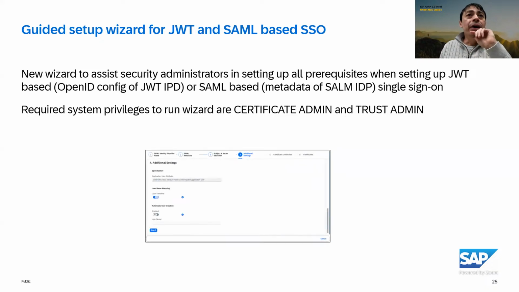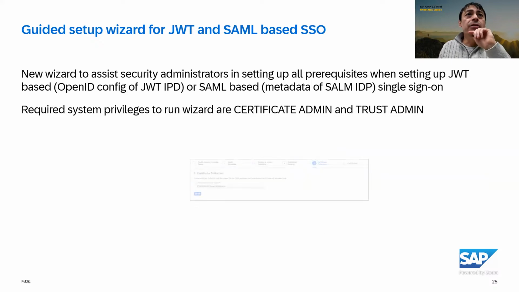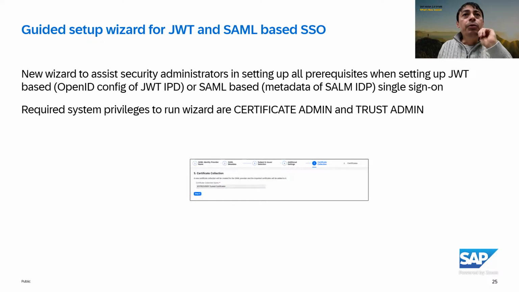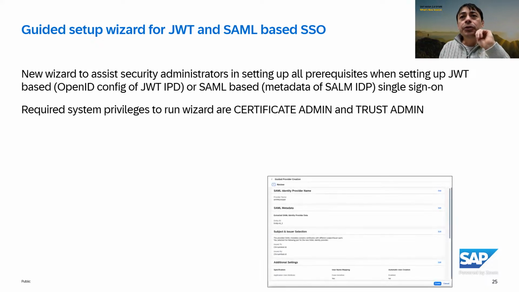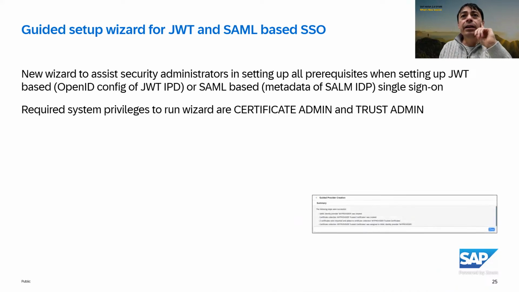After that, you can provide some additional settings, such as the mappings and specifications. Then you can provide the name of the certificate collection. And then you tell it where its certificate is. Once that is done, you review the information, and then you are done. So it's a 5 or 6 step wizard that allows you to set up JWT and SAML when you're using single sign-on. In the past, you would have to do this manually or via SQL. Now there's a wizard for that.